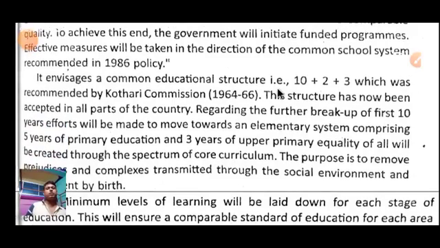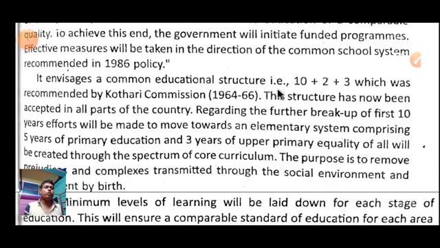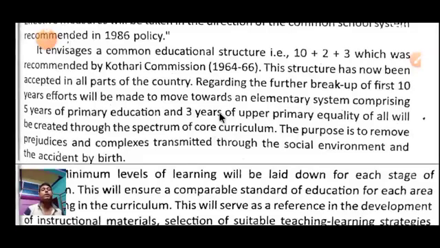Effective measures will be taken in the direction of the common school system recommended in the 1986 policy. It envisages a common educational structure, that is 10 plus 2 plus 3, which was recommended by the 1964 Kothari Commission. The structure has now been accepted in all parts of the country.